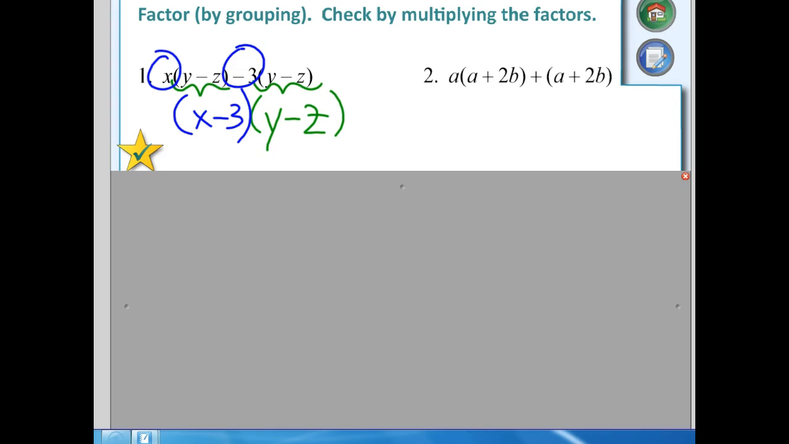So let's look at number 2. If I look at number 2, did you notice we have a common factor? What's in my parentheses is the same. So I can bring it down as my common factor. I bring it down. Now, the second binomial is what's left out in front.